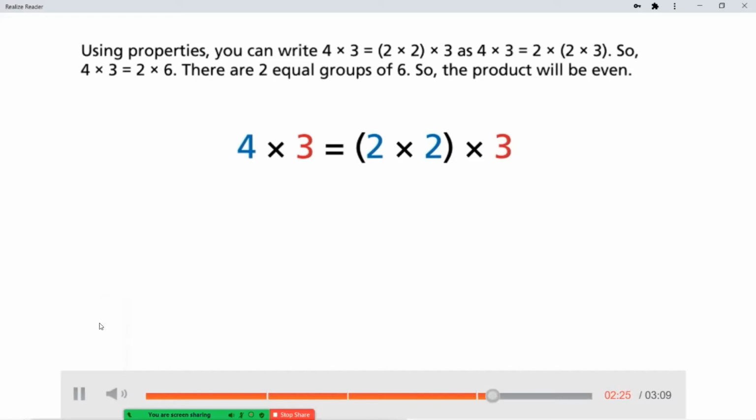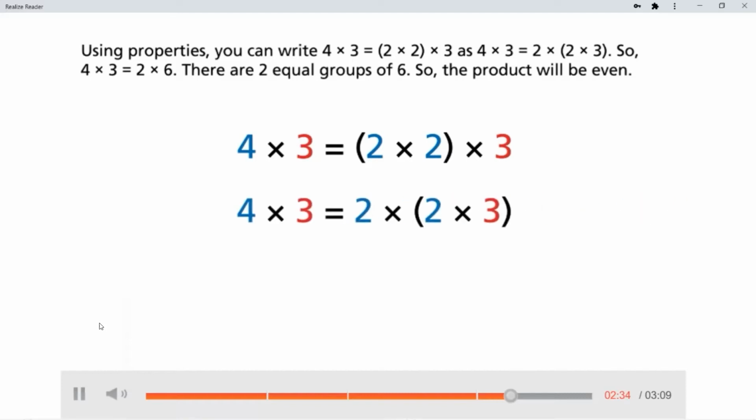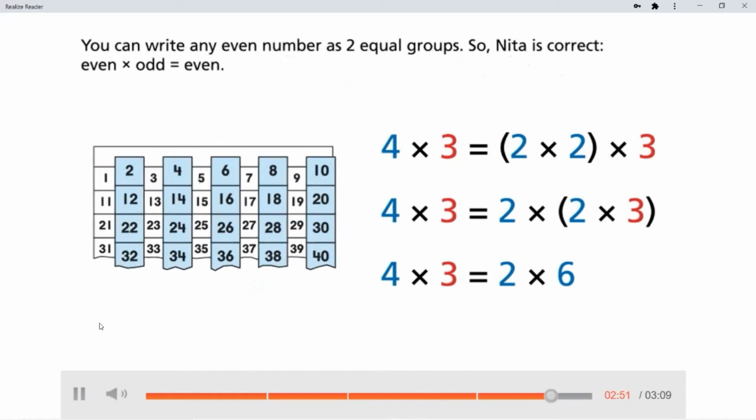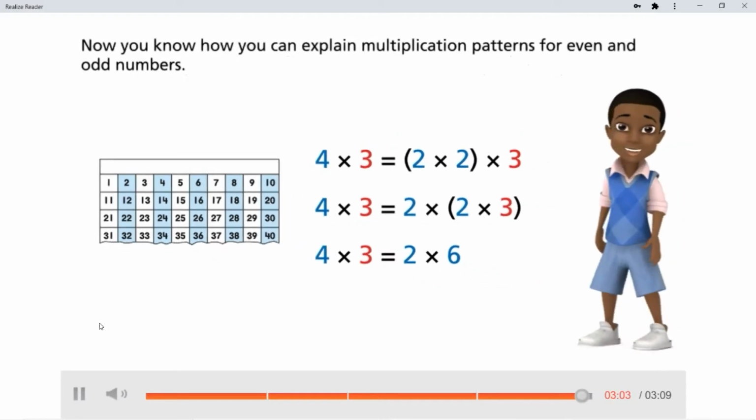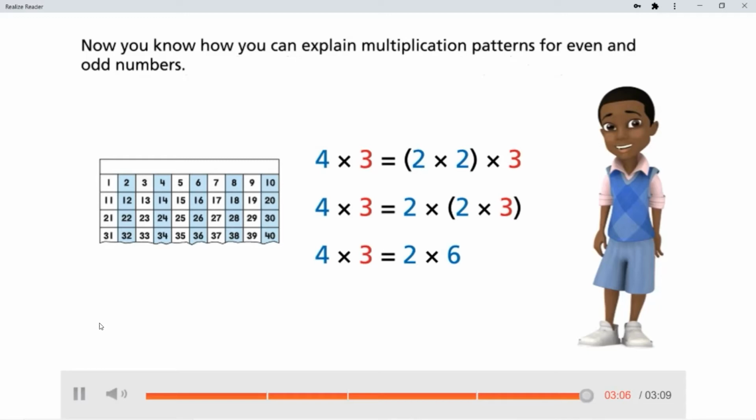Using properties, you can write 4 times 3 equals 2 times 2 times 3 as 4 times 3 equals 2 times 2 times 3. So, 4 times 3 equals 2 times 6. There are two equal groups of 6, so the product will be even. You can write any even number as two equal groups. So Nita is correct. Even times odd equals even. Now you know how you can explain multiplication patterns for even and odd numbers.